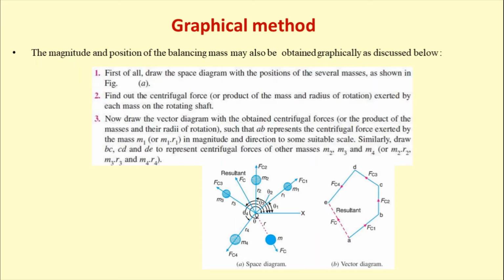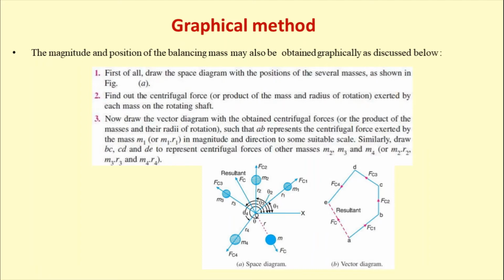Now we have to draw the vector diagram as shown in figure B on the downward right hand side, with the products of the masses and the radii of rotation, such that AB represents the centrifugal force exerted by the mass m1, then BC represents the centrifugal force exerted by the mass m2, and so on.